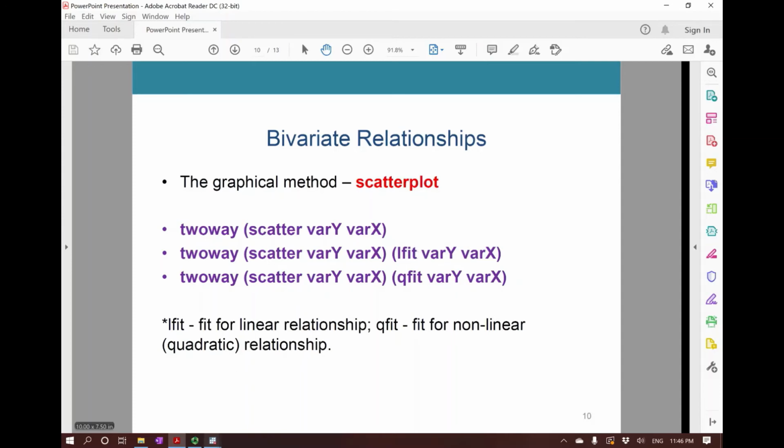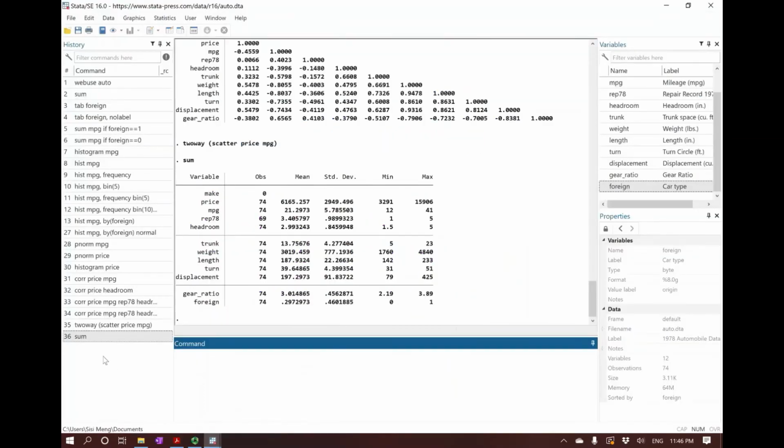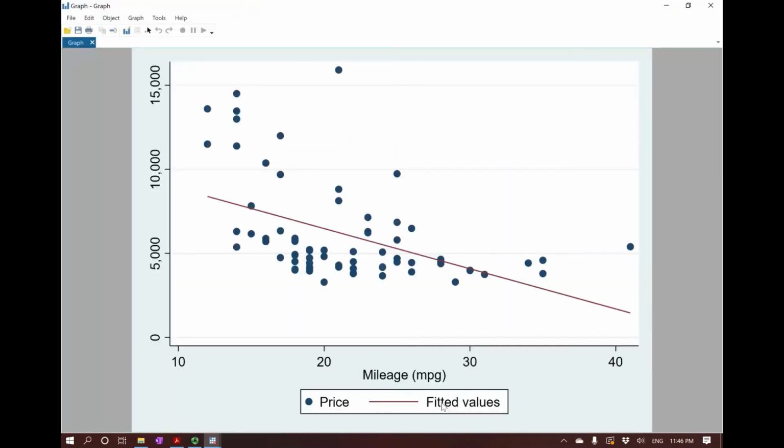So if we do that, a two-way scatter plot on price and MPG, and at the same time create a linear fit plot to see if price and MPG fit a linear line altogether. If I click enter, you will see that we have a scatter plot and a linear fitted line plot produced for you at the same time.